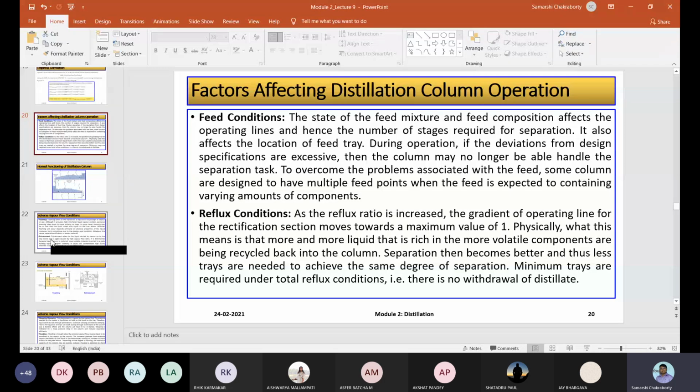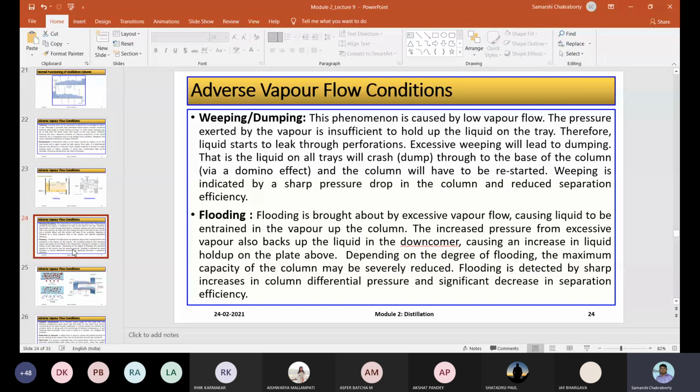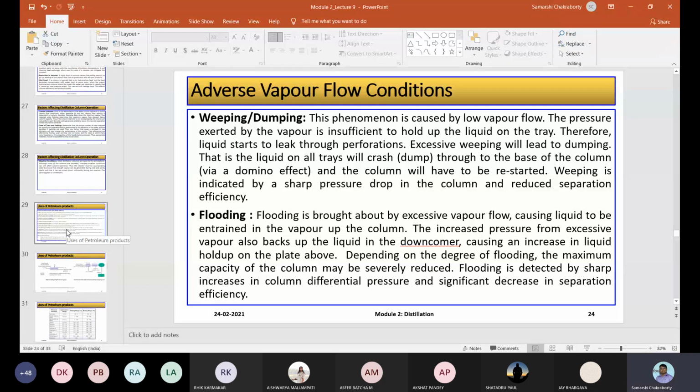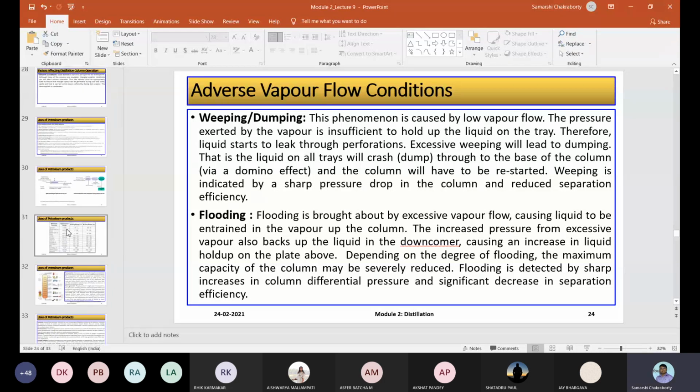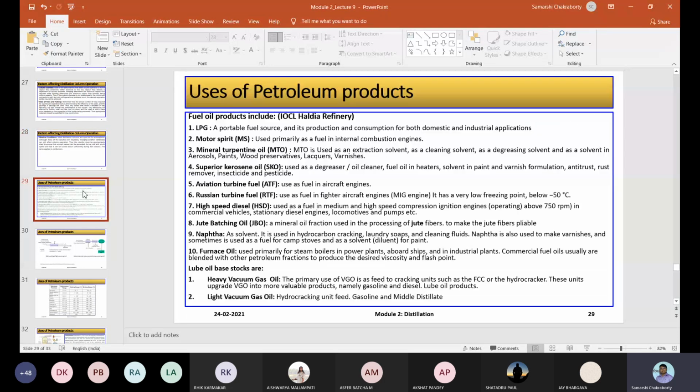And what do I mean by flooding, what do I mean by entrainment, those details have also been given there, and under what condition flooding can happen, weeping can happen, that has also been discussed here. Maybe only the puking part is not mentioned here. If the vapor flow condition goes beyond flooding, then only puking happens. So at least for this distillation column, most of the things are completed.